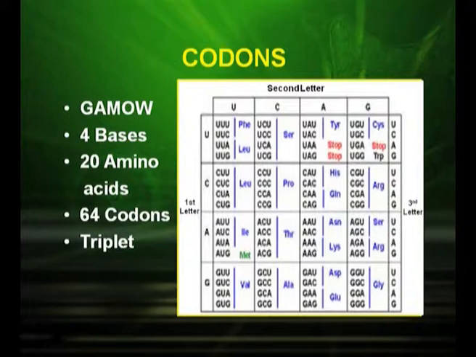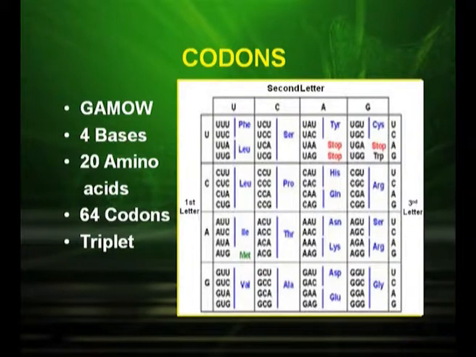Now in genetic code, we use the term codons. The picture gives a dictionary of the genetic code, where you have a first letter, second letter and a third letter. These three letters combine and form codons. This was given by Gamow. Now we know there are four bases, the 2 purines and 2 pyrimidines in DNA and RNA. There are 20 amino acids.